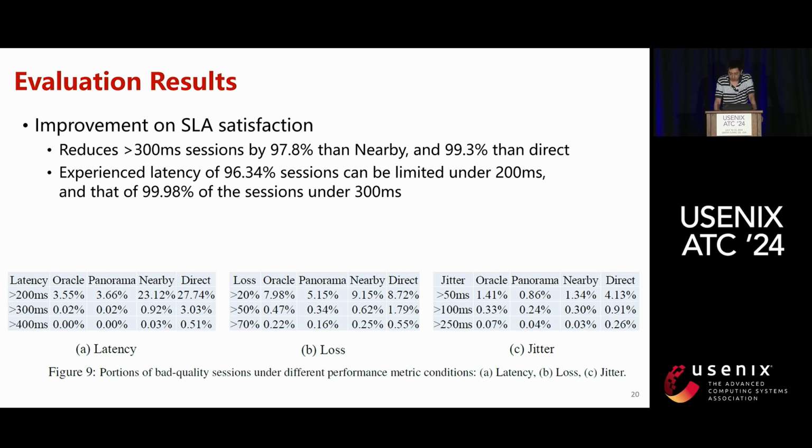The main benefit of Panorama is not to turn a good quality session into a great quality session, but to change a bad quality session into a good quality one, because the latter can truly improve the user experience to meet the SLA requirement. From our results, we reduce the over 300 millisecond sessions by around 97% compared with nearby, and 99% compared with direct.